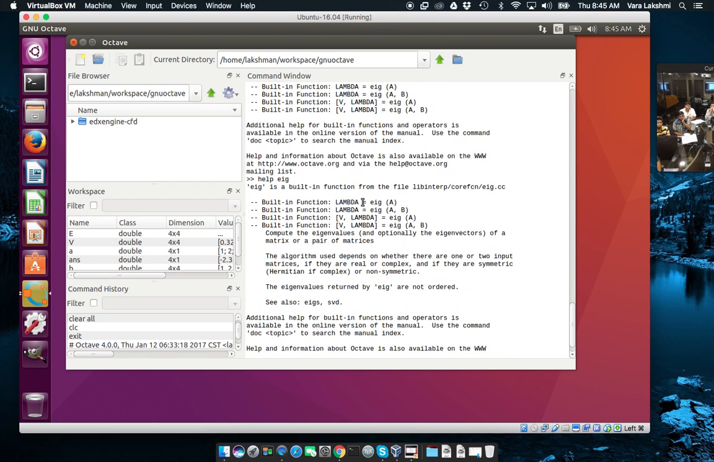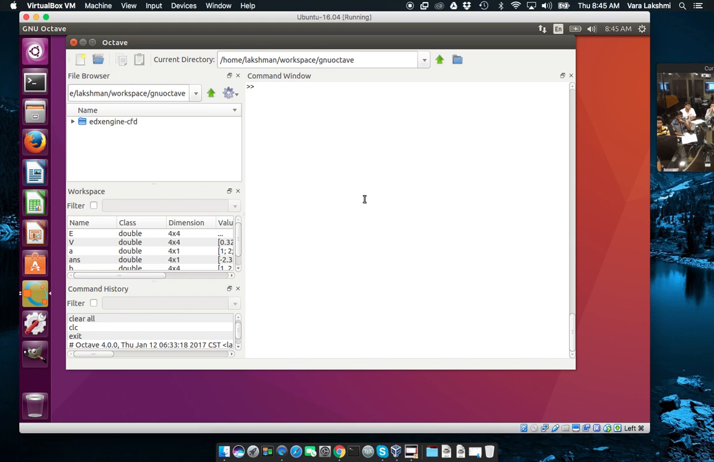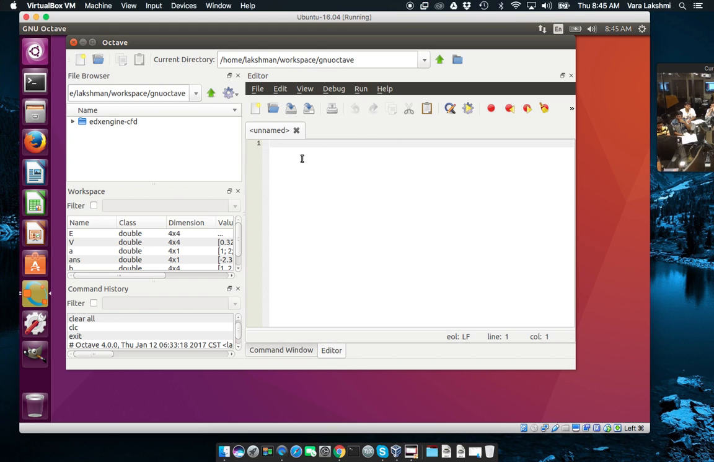So I'm just talking about eigen, but I need not talk about that. This is Octave. So that's all. This is about using the command window, and you have an editor here, so you can write a program here also. So a is equal to 1, b is equal to 2, c is equal to a multiplied by b, and d is equal to 1 2 3 4, e is equal to 2 3 4 5.